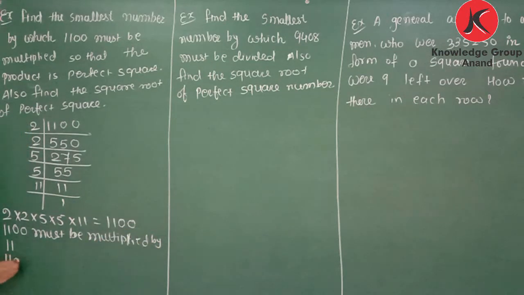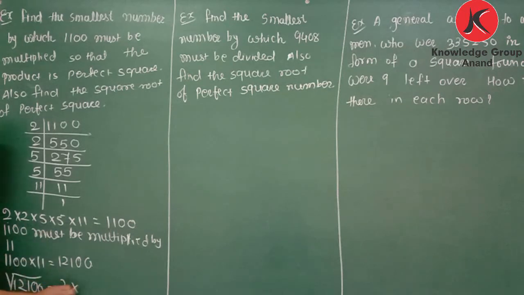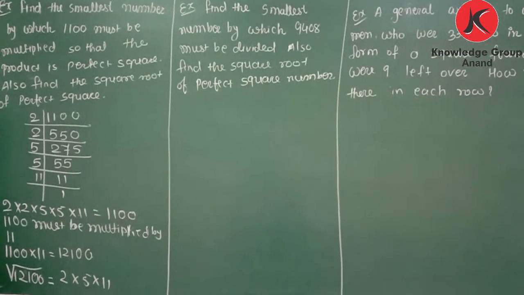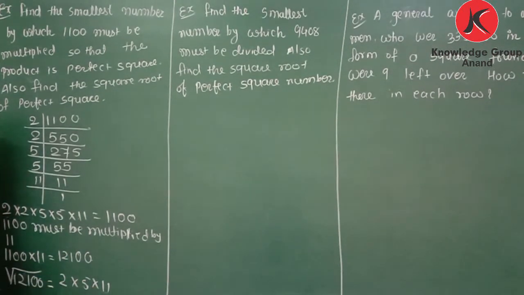If we multiply 1100 by 11, we will get 12,100, and the square root of 12,100 will be, from the pair you need to write 1. If we multiply this with 11, we will get the pair of 11 also. So from the 11 pair we take the 1. So here 2 5s are 10, so it is 110.